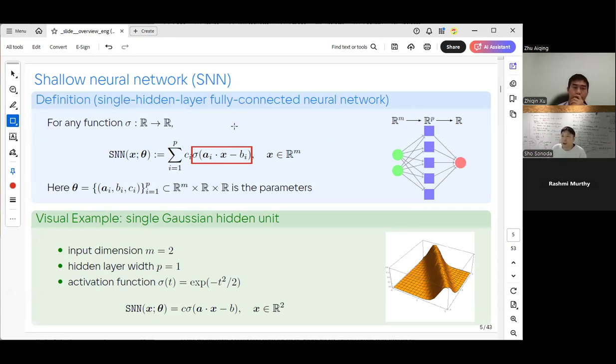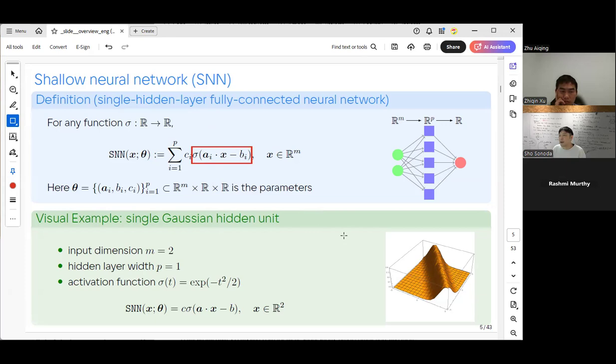As you may know, I will introduce a shallow neural network. A shallow neural network is a function of x with the parameters A, B, and C. Here sigma can also be a parameter, but typically we fix sigma. Sigma is typically a hyperbolic tangent, or Gaussian, or ReLU. Anyway, those are fixed. So during the training process, we adjust those A, B, and C.